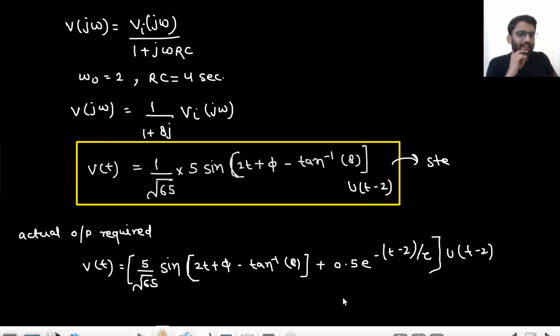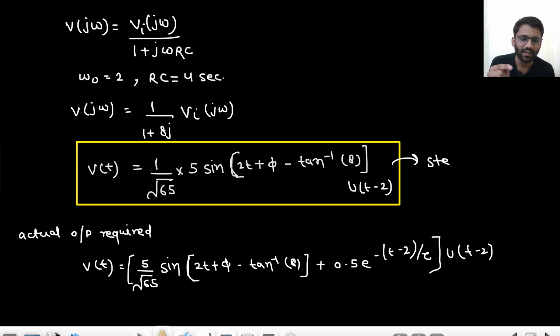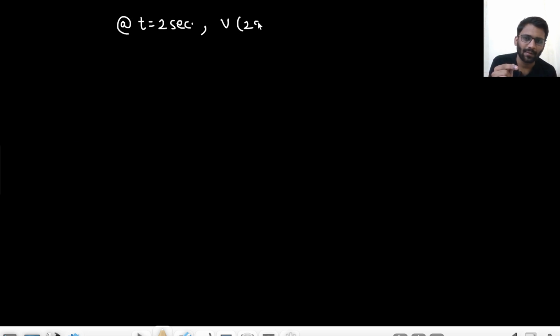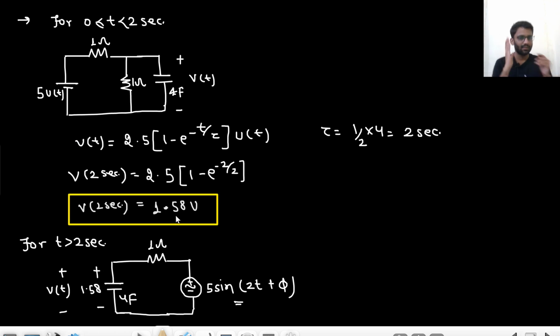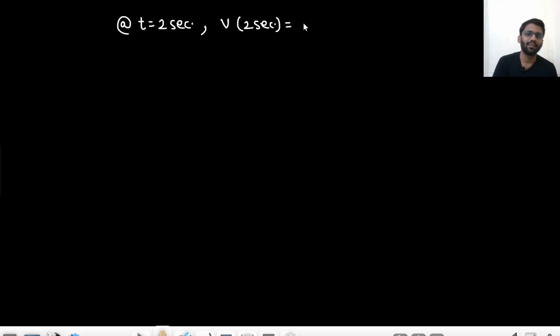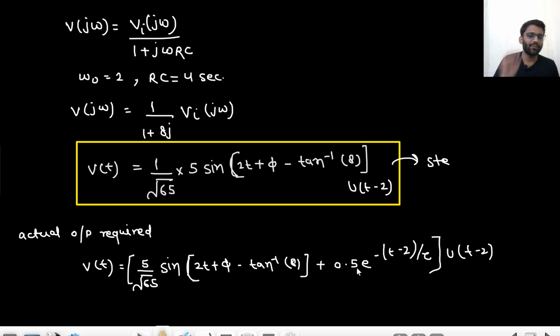So now what do you need? At t equals to 2 seconds, V at 2 seconds should be what? 1.58 volt. Because it should carry its initial voltage, so it should be 1.58. The voltage across the capacitor should be 1.58. Now you are saying 0.5 is provided by my transient, so rest of this provided by this steady state response. Are you getting my point?